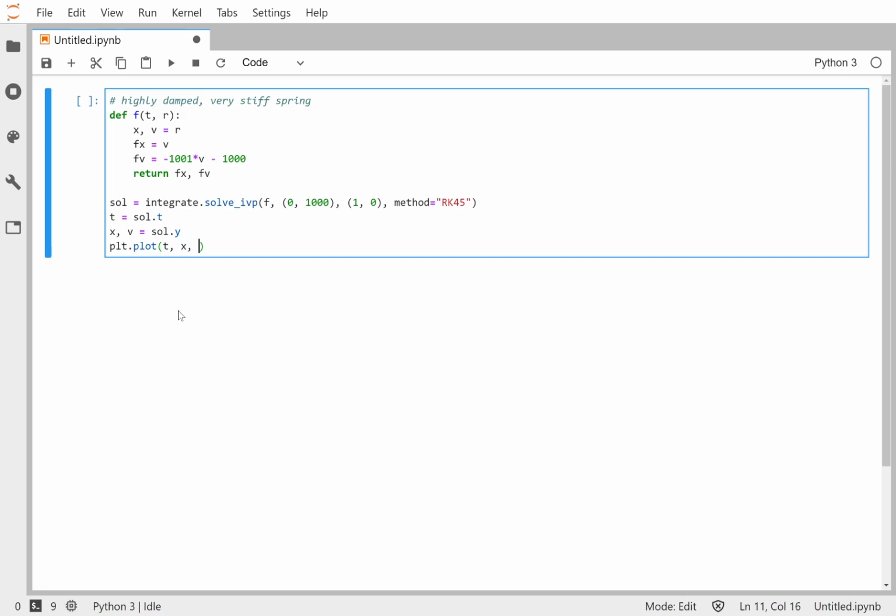makes sense. So this is an extremely damped spring, so its motion should look linear. It should basically just be a straight line as it slowly returns to its equilibrium position.